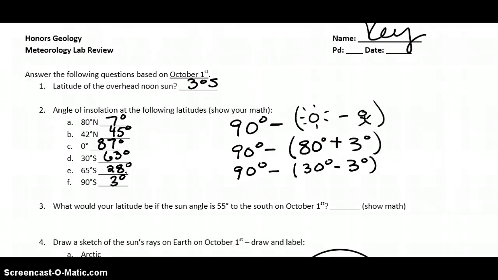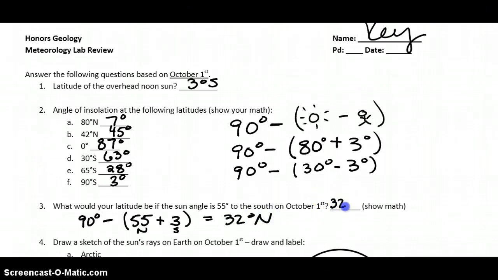The next question, number 3, says, what would your latitude be if the sun angle is 55 degrees to the south on October 1st? So you kind of work backwards on this one. We have the 90-degree angle that the sun's making, but this time the sun is 55 degrees to your south, and we know it's in the southern hemisphere. So we know the sun's in the south, so you must be in the north looking at it. So we're going to add those two together, and what we end up getting is 32 degrees north.